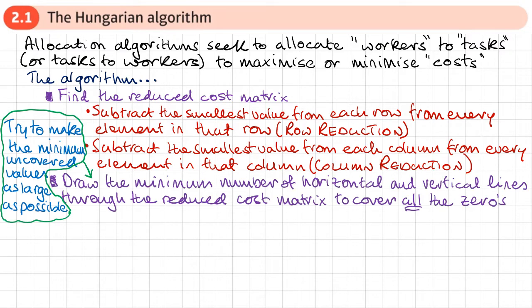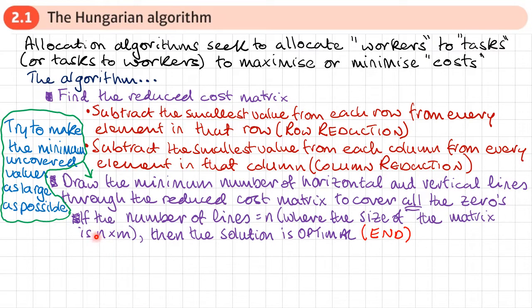The next step is to draw the minimum number of horizontal and vertical lines through the reduced cost matrix to cover all of the zeros. Now, to help speed up this process, because this is going to be an iterative process, or maybe we need to go through steps again, to minimize the number of iterations, when we carry out this step, we want to try to make the minimum uncovered values as large as possible.